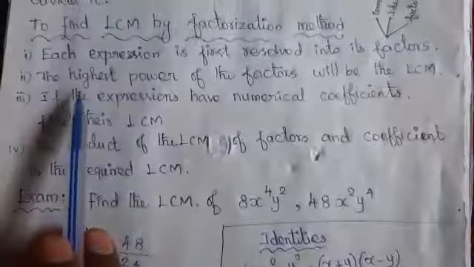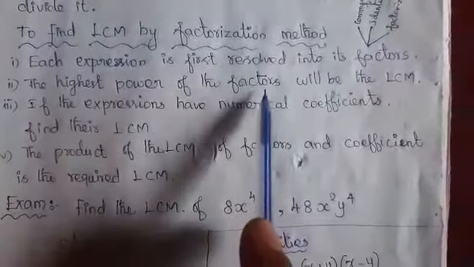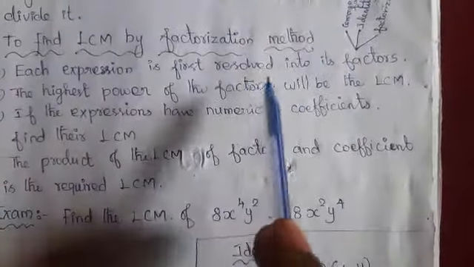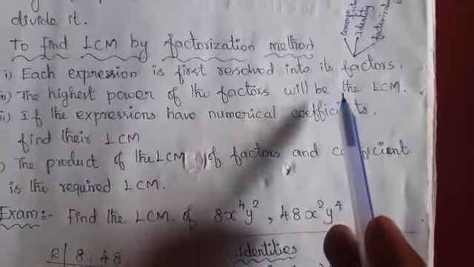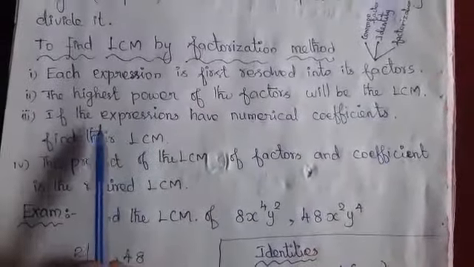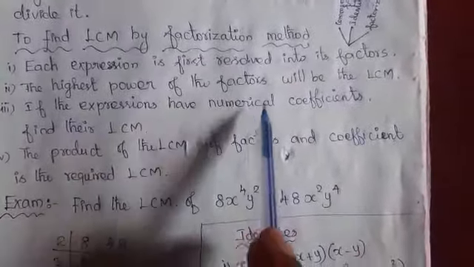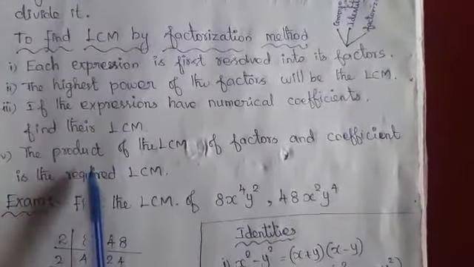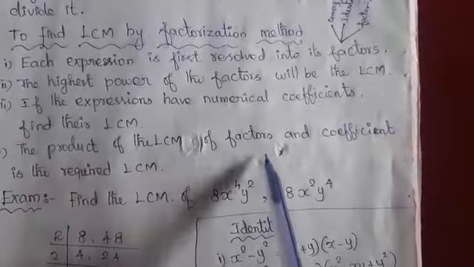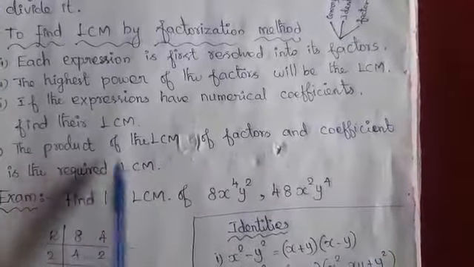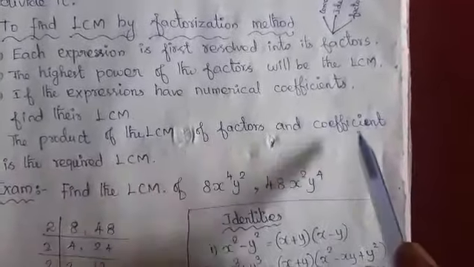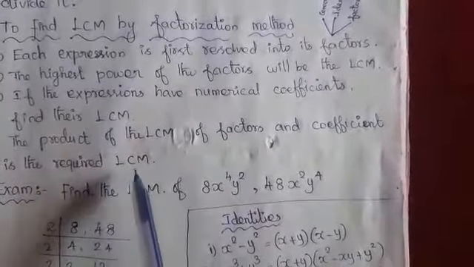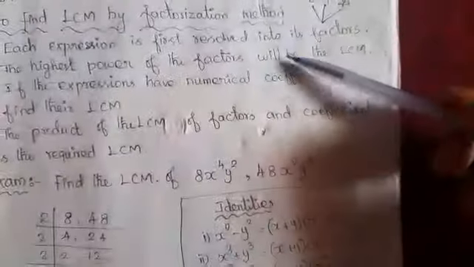Next, second step: the highest power of the factors will be the LCM. Third step: if the expressions have numerical coefficients, find the LCM. Fourth step: the product of the LCM of factors and coefficients is the required LCM. You multiply these 2 results.